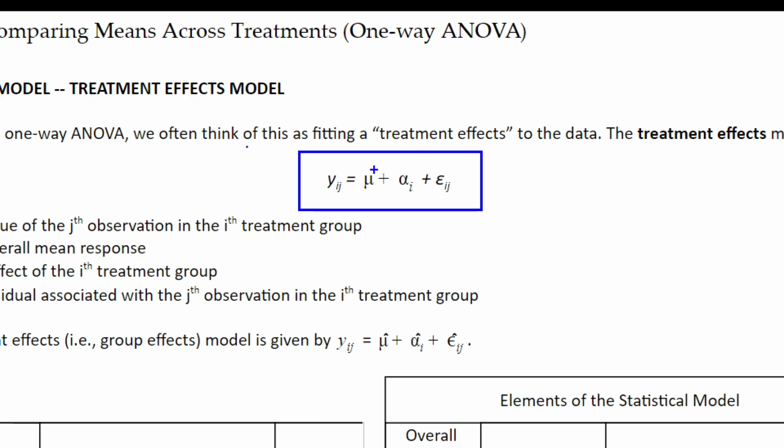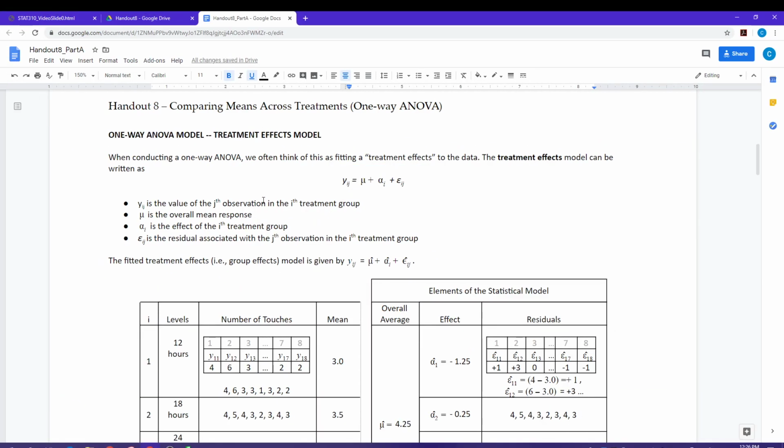From the model here, you can see that we have an overall effect. And then the alpha i is just going to indicate the effect for each of the different treatment levels. So i is going to go from 1, where 1 indicates 12 hours, then 2, 3, and 4, with 4 indicating the 30-hour sleep deprivation level. The j's in this are just indicating the different observations within each treatment level. So j is going to represent the replicates here, and j is going to go from 1 to 8 in this example.